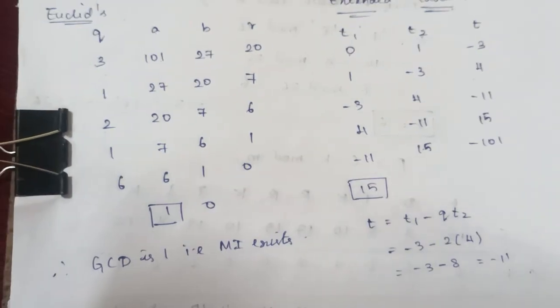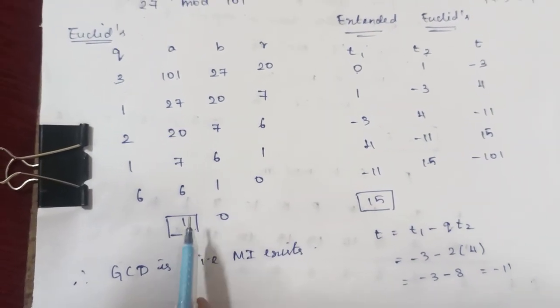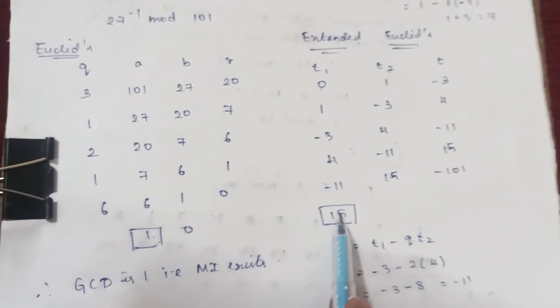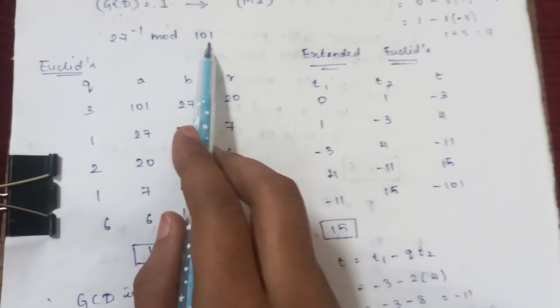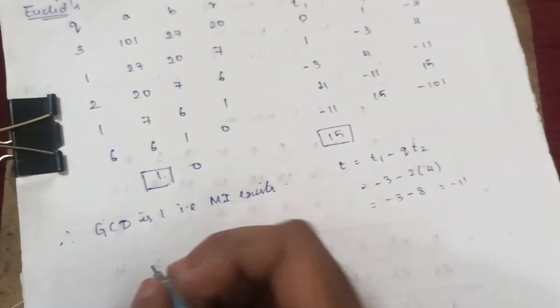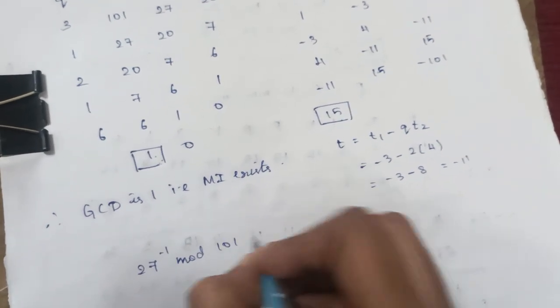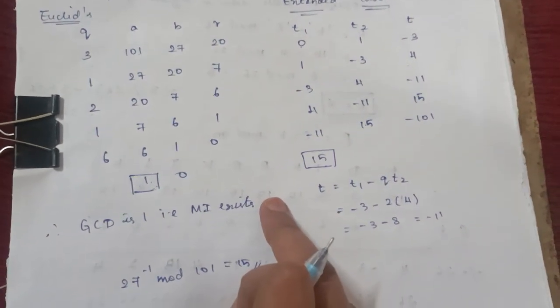This is the final answer, because the step where we arrived at GCD equals 1, that is the same step which gives the multiplicative inverse for the particular problem. So 15 is the multiplicative inverse of 27 inverse mod 101. So 27 inverse mod 101 is equal to 15. So this is how we find the multiplicative inverse. So this particular portion is very important before learning how Hill cipher works.